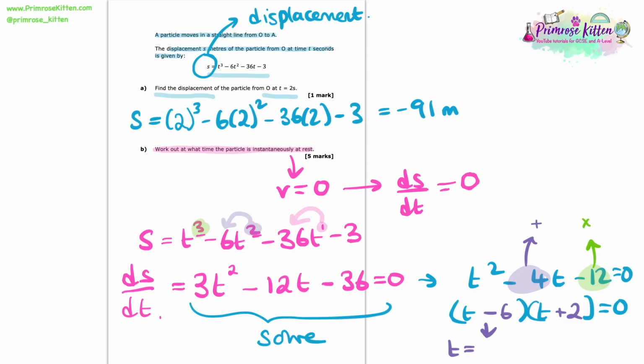Now, because this is equal to 0, each bracket could equal 0. And that enables us to get these answers where we can say that t would equal 6 or t could equal minus 2. Now, because we're talking about time here, we're not just talking about any old letter. We're talking about time. Time can't be negative, can it? So for that reason, we can cross out t equals minus 2 and just be left with t equals 6. And so the answer to this question, the time that the particle is instantaneously at rest, is t equals 6.